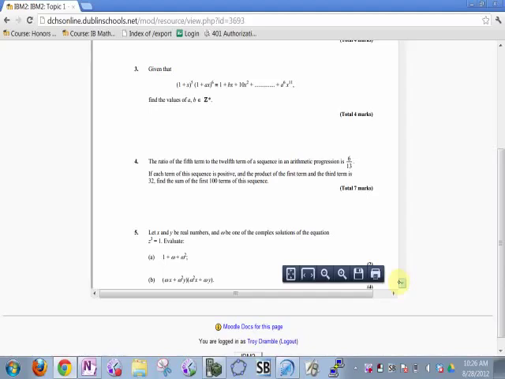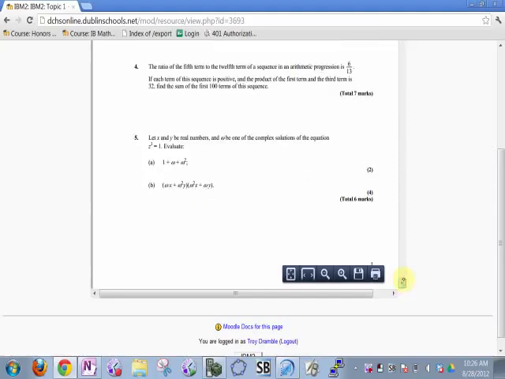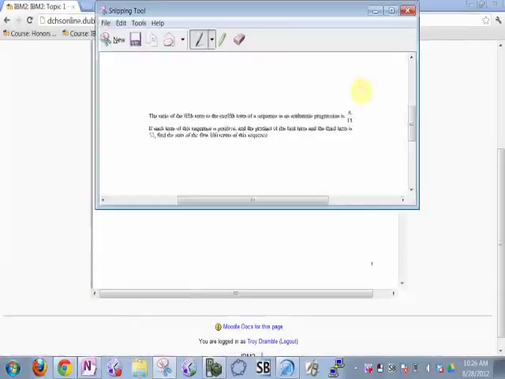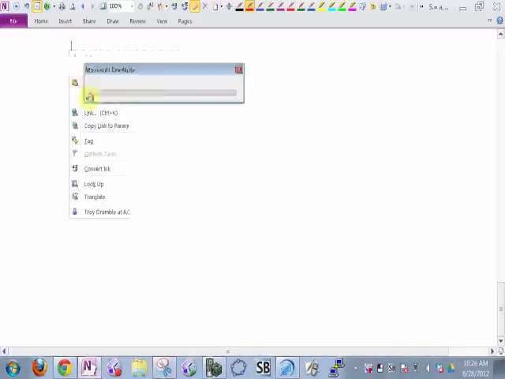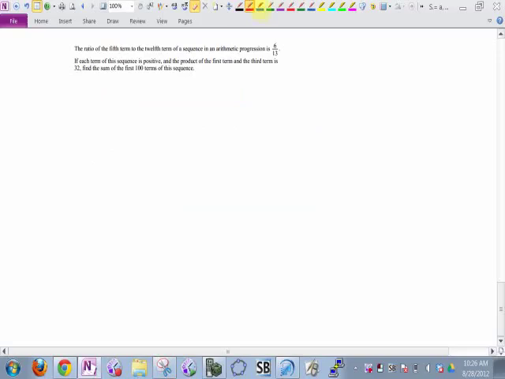Okay, number 4. It's a good one. The ratio of the 5th term to the 12th term of a sequence in arithmetic progression is 6/13. Actually, let me snip this so that I can write. Okay. So the ratio of the 5th term, a sub 5, to the 12th term, a sub 12, is 6/13. Another way we could write that is a sub 1 plus 4d over a sub 1 plus 11d, right?